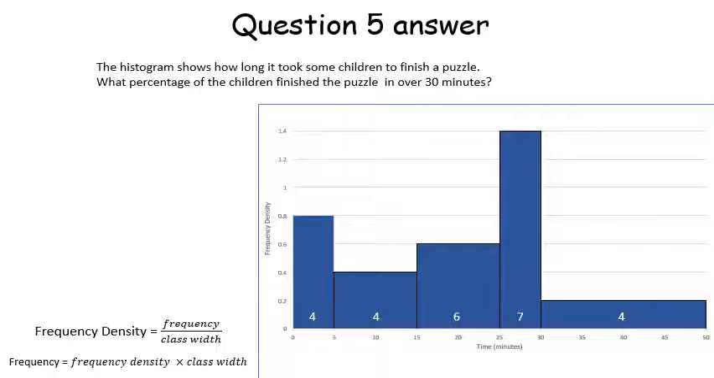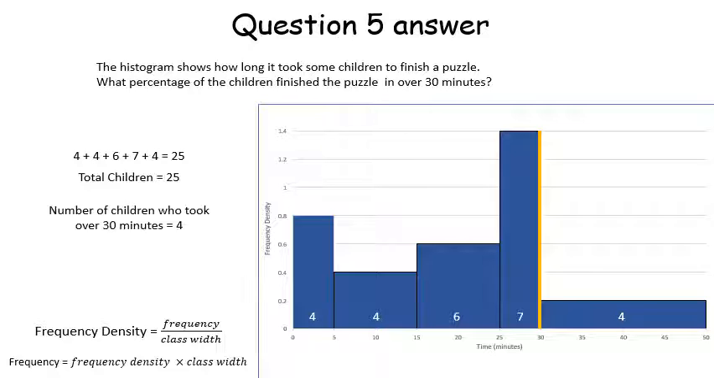This means there was a total of 25 children. The number of children that finished the puzzle in over 30 minutes was 4, so 4 out of 25 times 100 gives 16%.